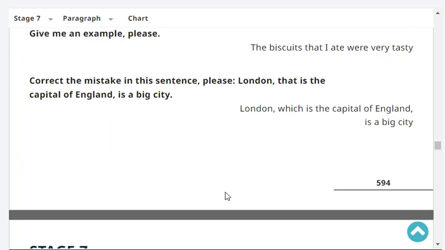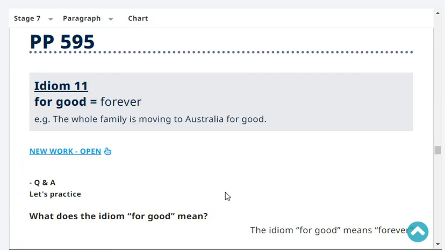Correct the mistake in this sentence, please. London, that is the capital of England, is a big city. London, which is the capital of England, is a big city. Very good.